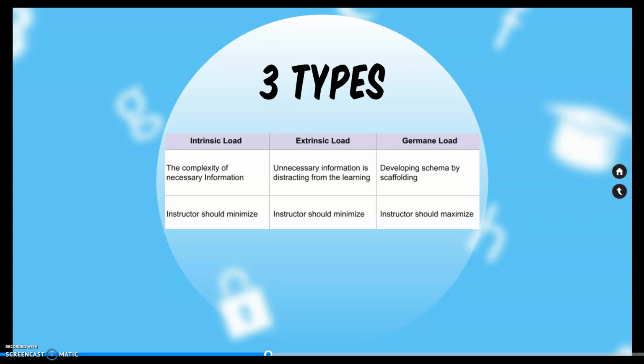The goal of the instructor is always to minimize the intrinsic load, to minimize the extrinsic load, and to maximize the germane load. Because when there is a maximum use of the germane load, there is a maximum amount of learning taking place.